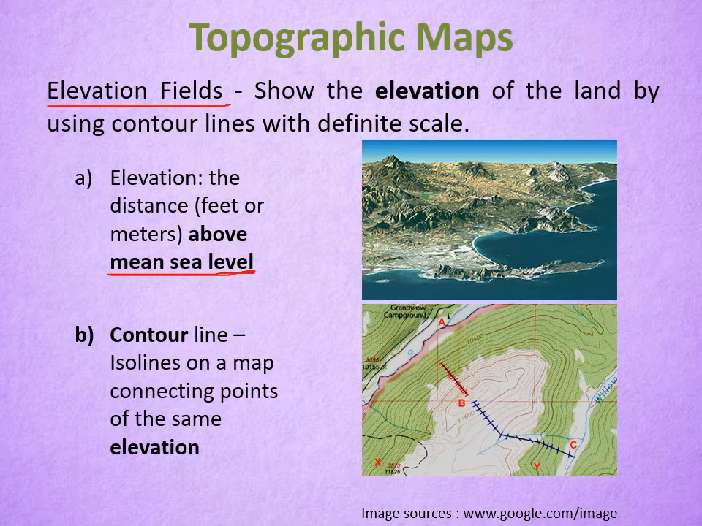So in every place of the earth, in every point of the earth, we measure elevation or depth with respect to this fixed reference plane, that is mean sea level, and the elevation or the depth is measured in feet or meters. Accordingly, the contour lines, that is the lines of equal elevation, are denoted in the map in feet or meters.